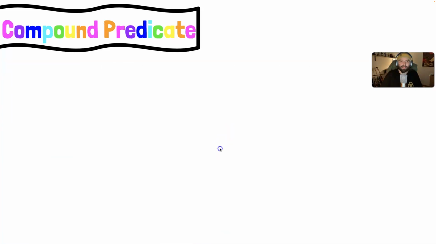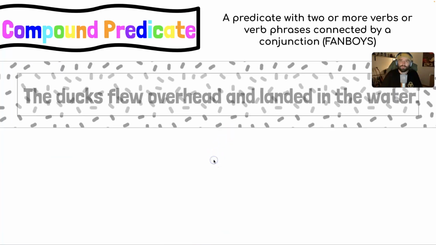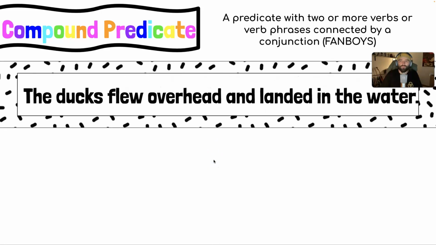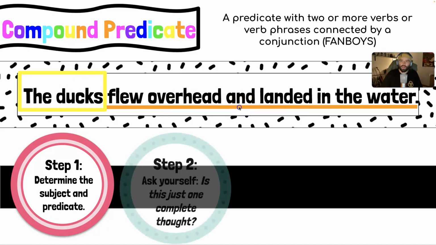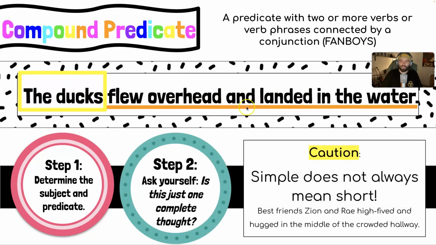Now, the same can be said about a compound predicate: a predicate with two or more verbs or verb phrases connected by a conjunction, just like we said on the last one. So here we have our subject, the ducks, right? And what did the ducks do? The ducks flew overhead and they landed in the water. So again, the ducks are doing both of these things, and we know that because of this conjunction right here. This coordinating conjunction is coordinating the two of these things together.